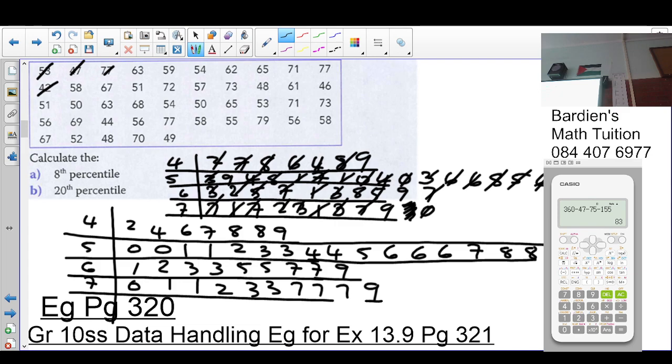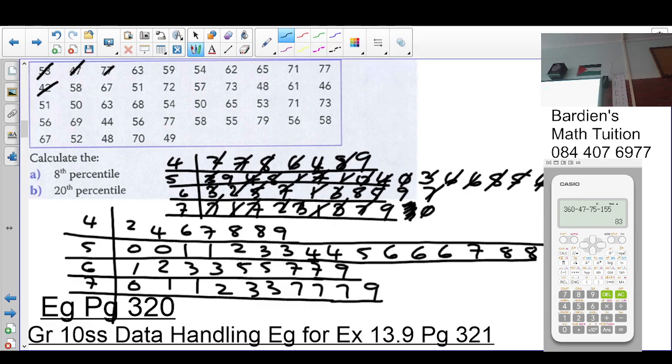Okay. Just check according to the book if that's correct. Sorry? 58. Is there 3 8s? Okay. So it's 8 and a 9.